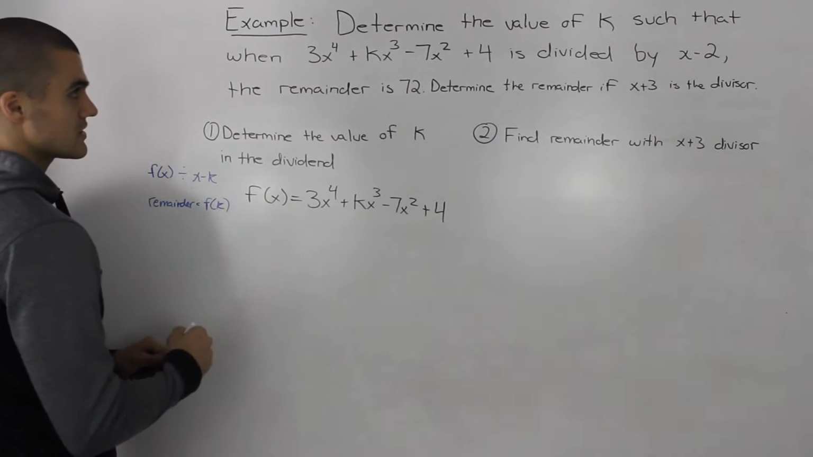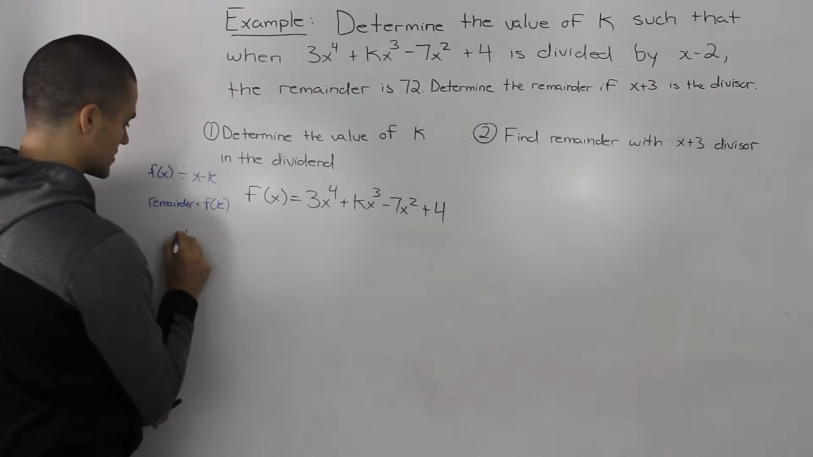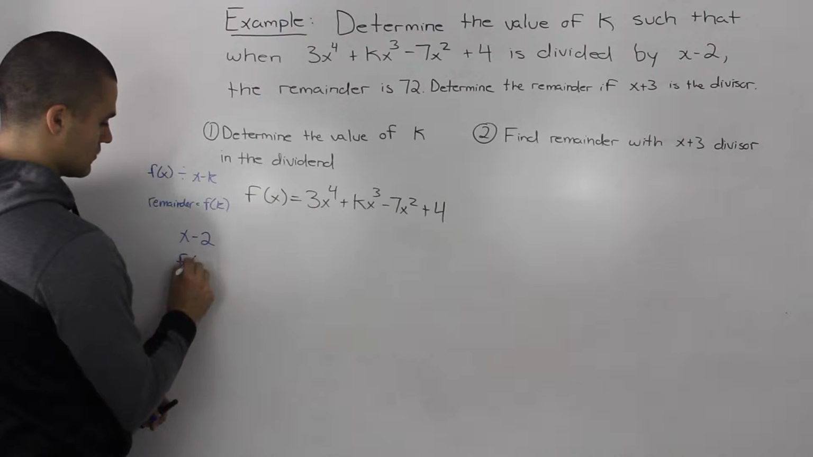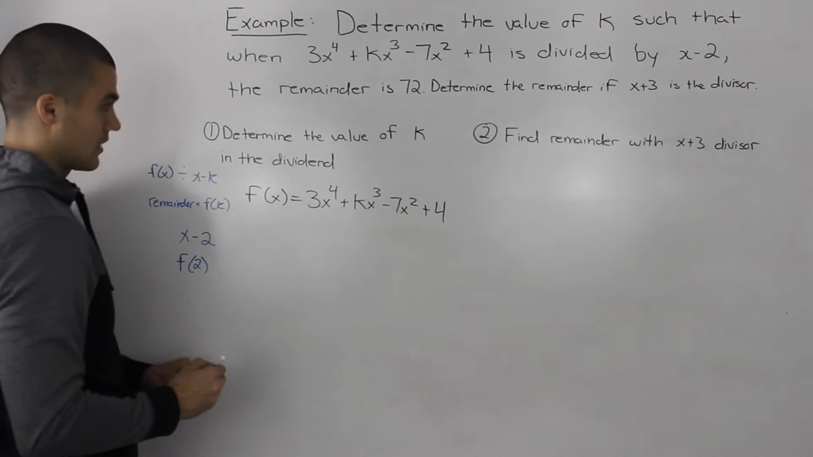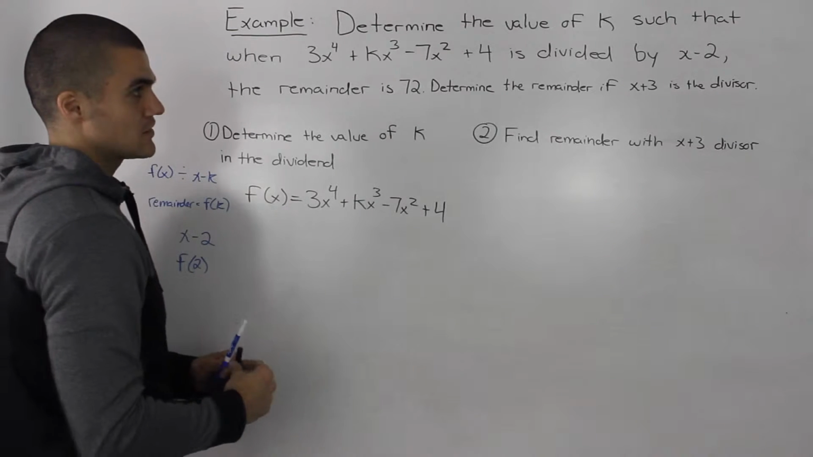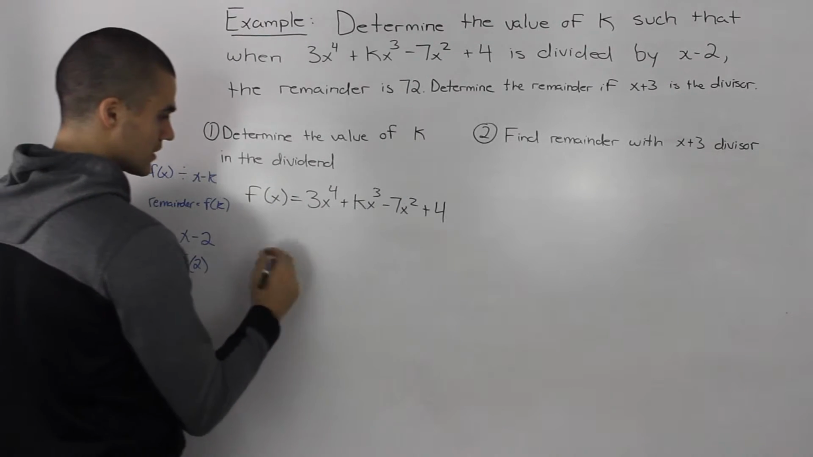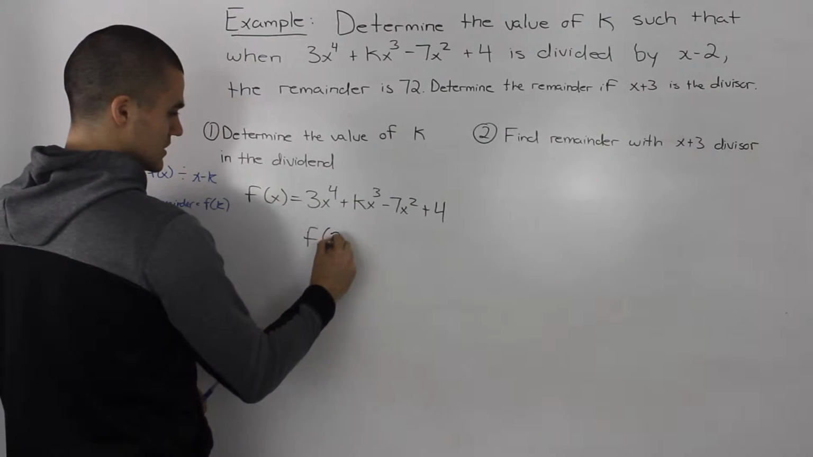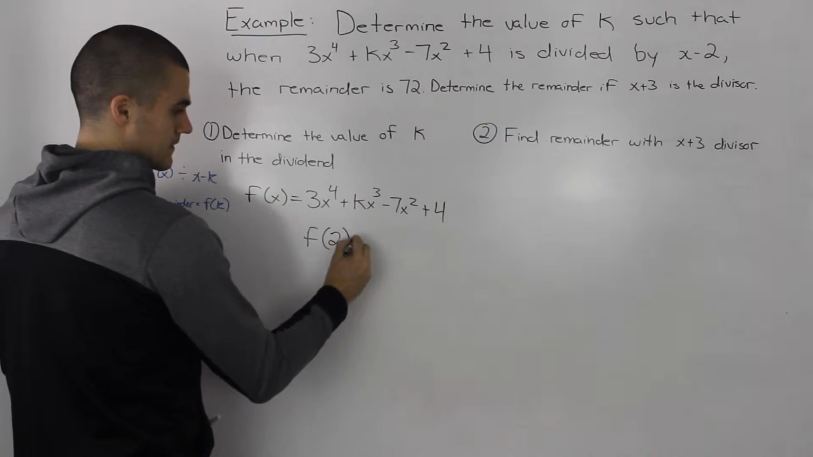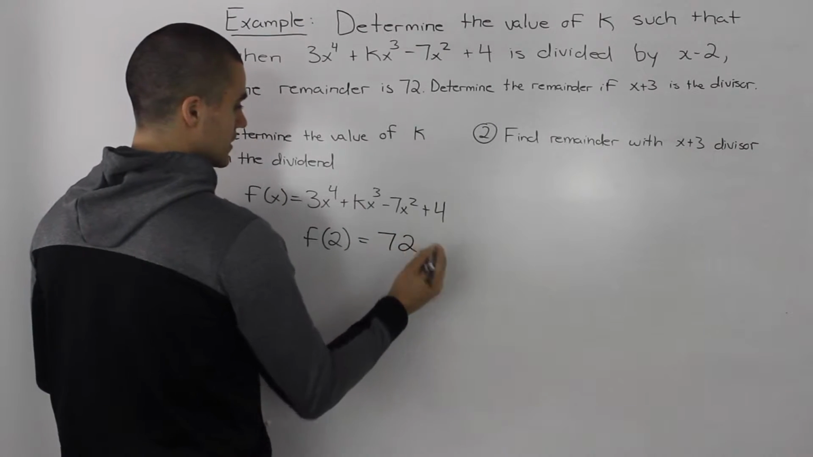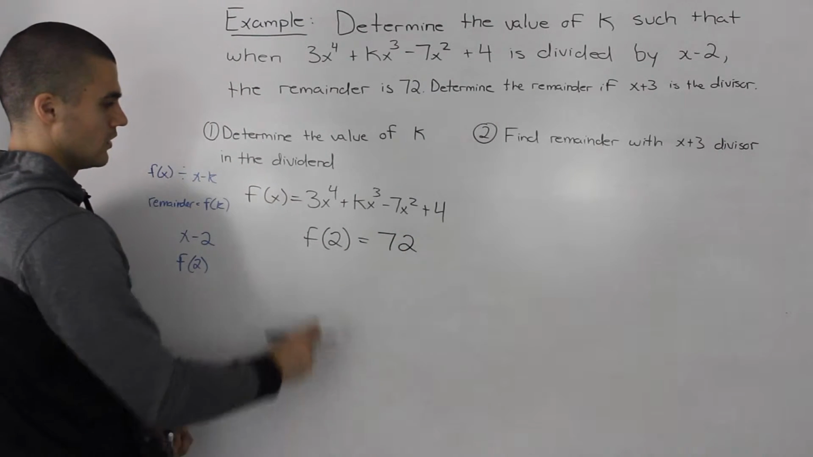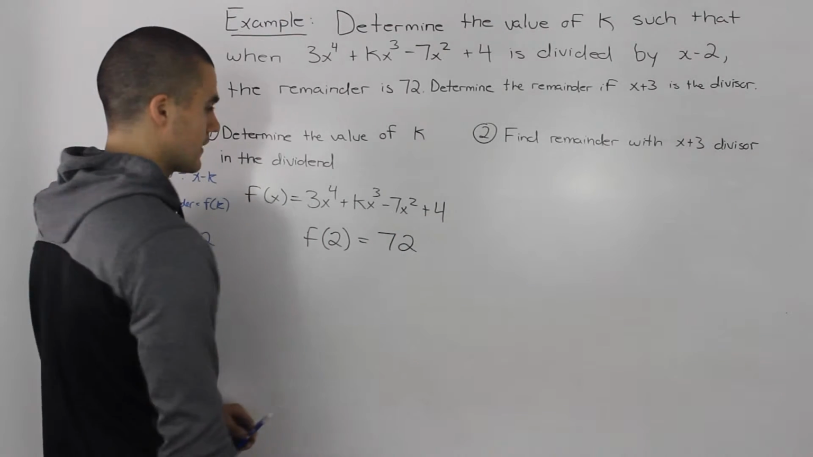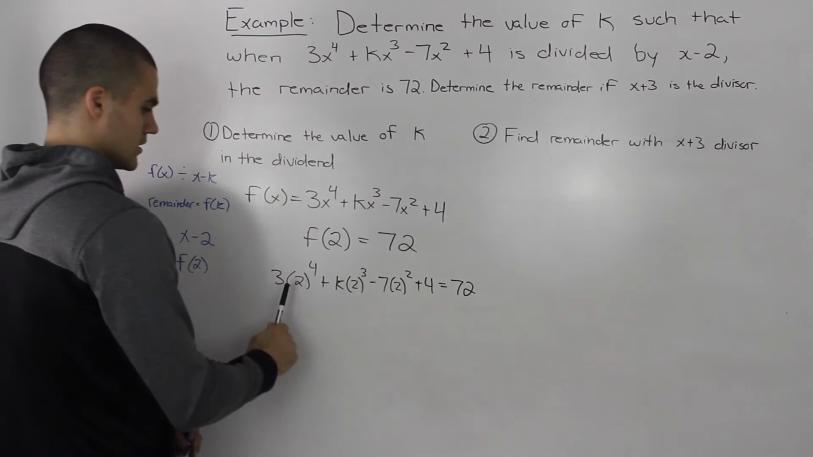Alright, so in our case, what's our divisor? Our divisor is x minus 2. So that means that the remainder would equal f of 2. And we're given that the remainder is 72 and the divisor is x minus 2. So we can make an equation saying that f of the k value, which is 2 in this case, is equal to 72. So all we have to do is plug in 2 for all the x values, make it equal to 72, and then we just solve for k.